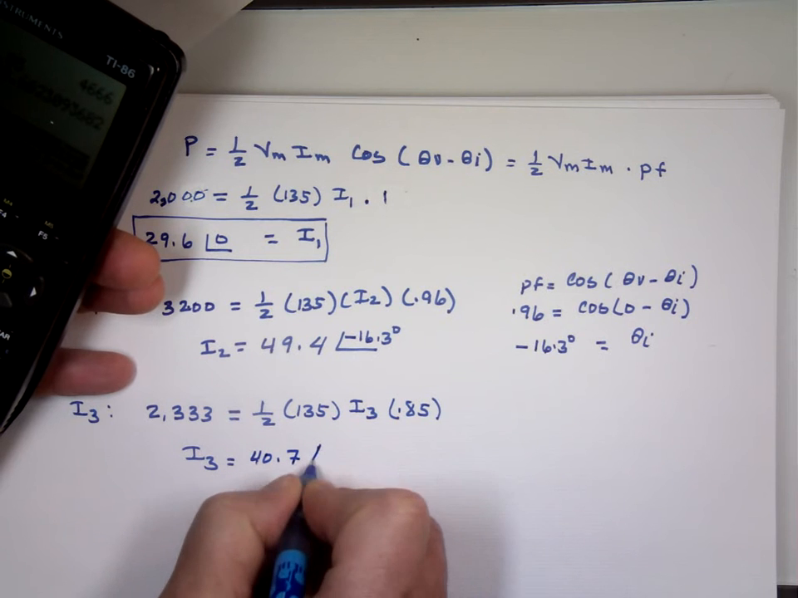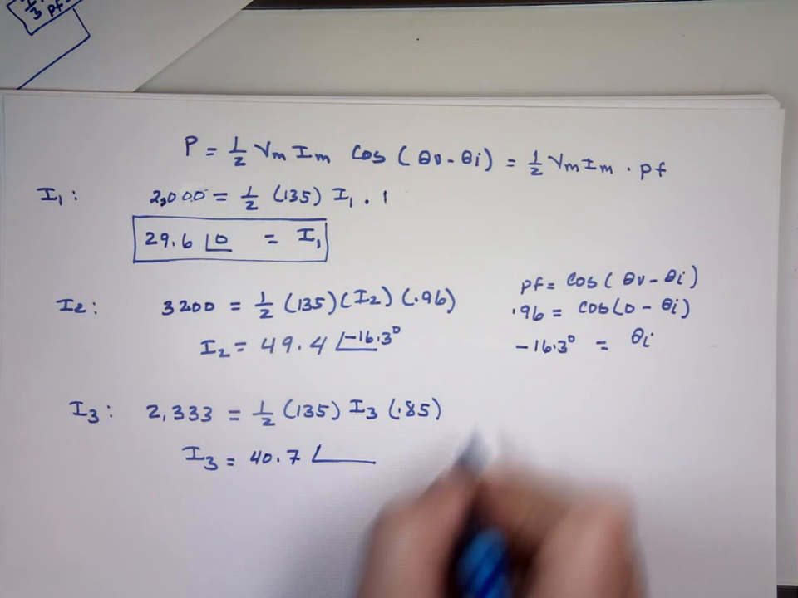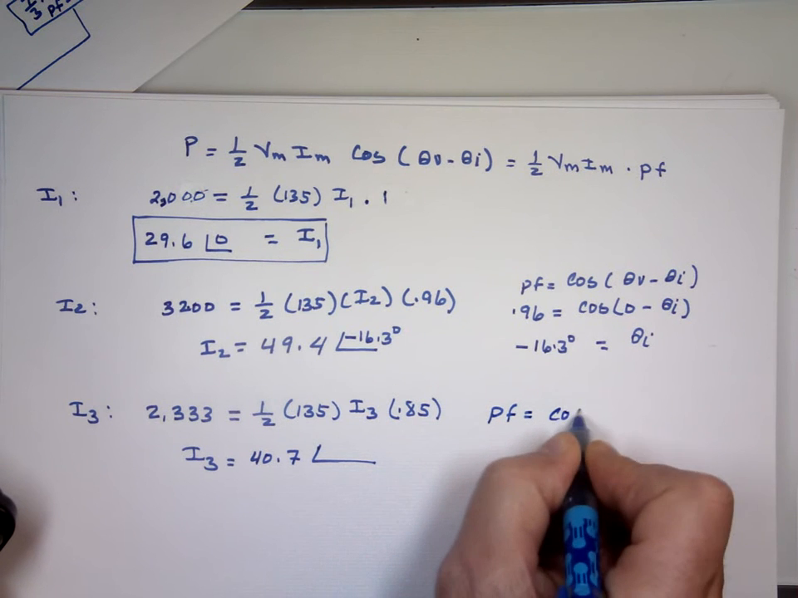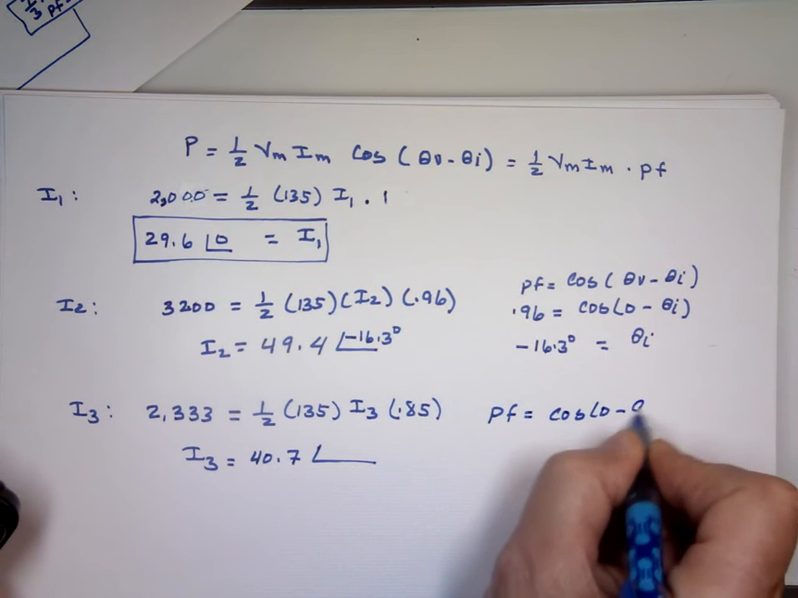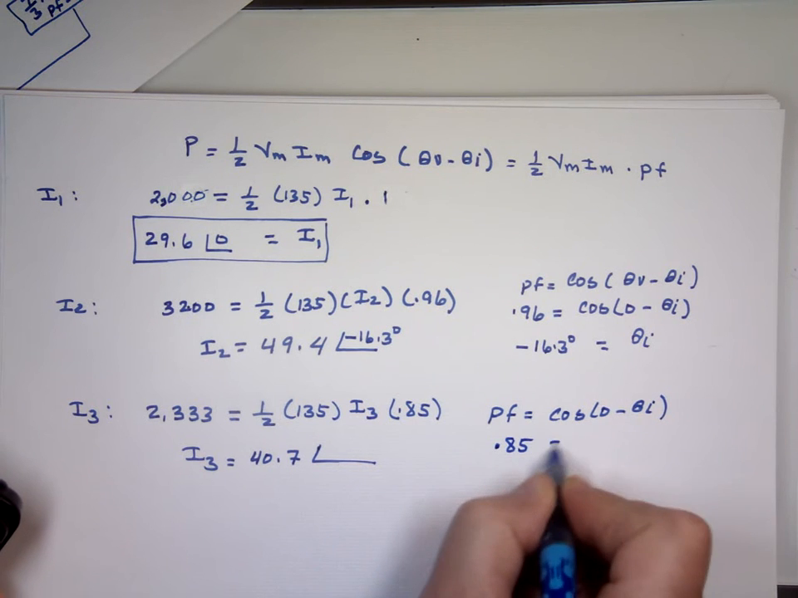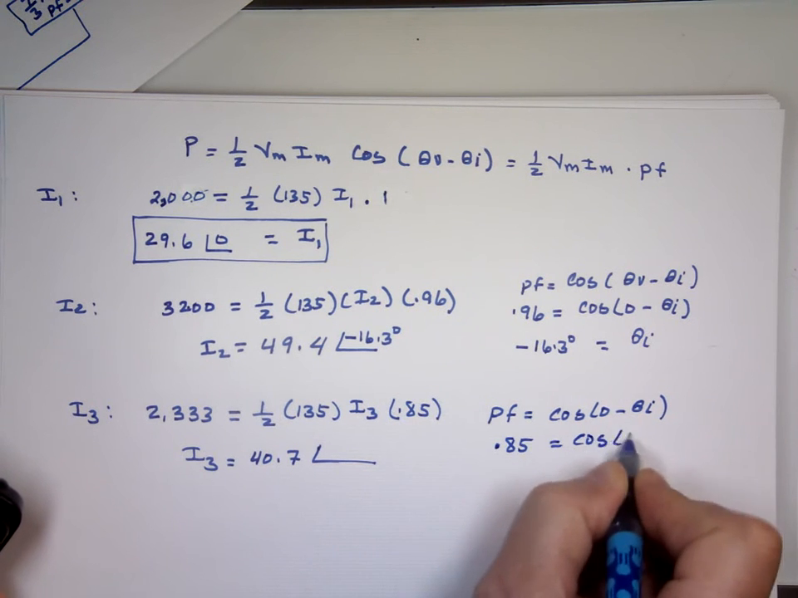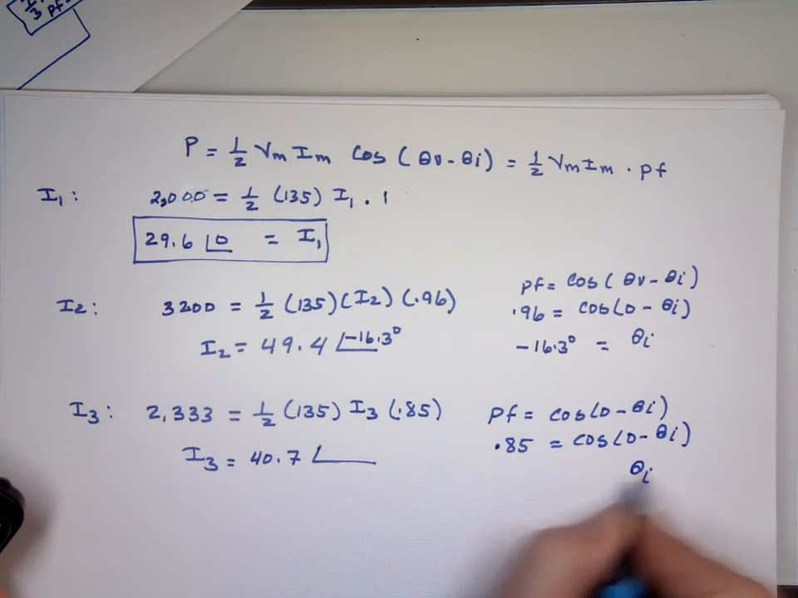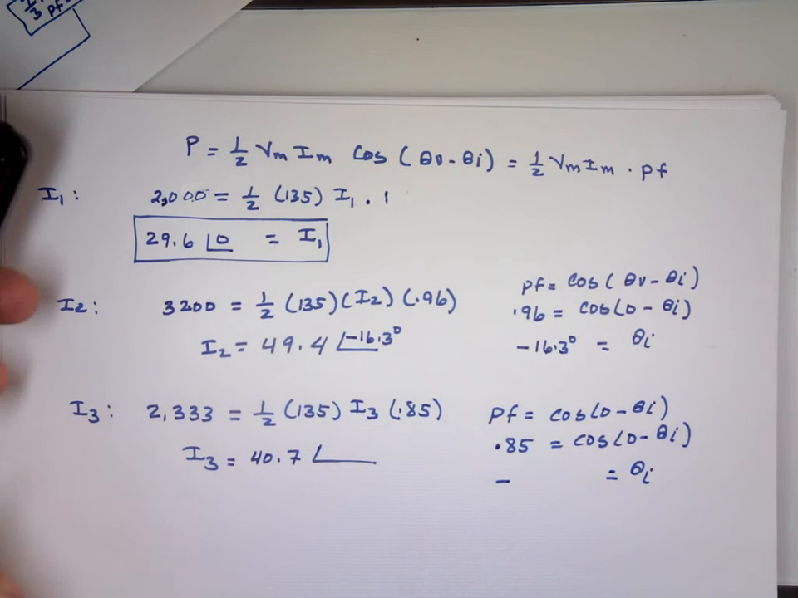The angle again, power factor, all of them were leading, if I read that correctly. Cosine of 0 minus theta I equals 0.85. Theta I will be negative. What's the inverse cosine of 0.85? 31.8 degrees.